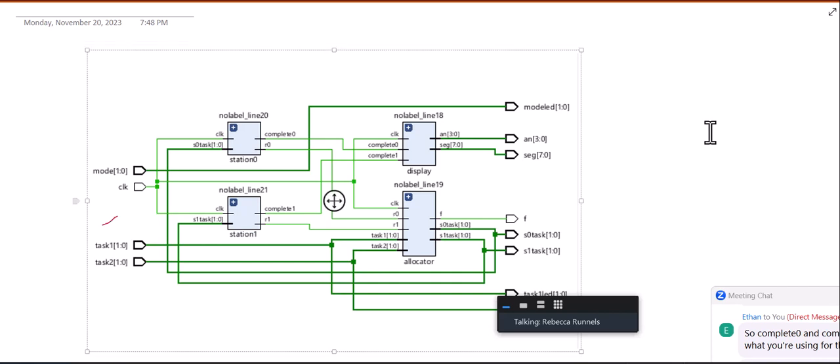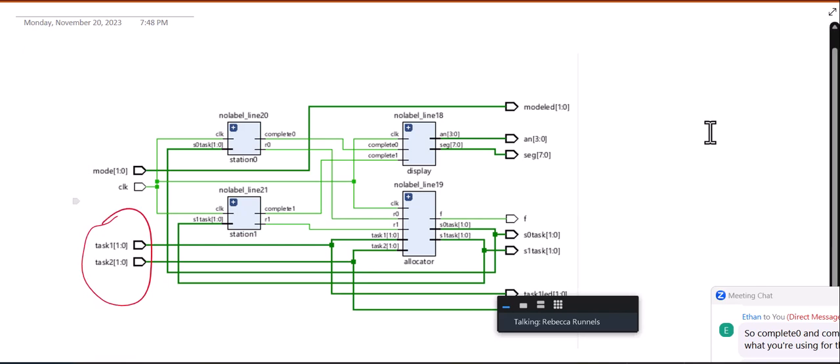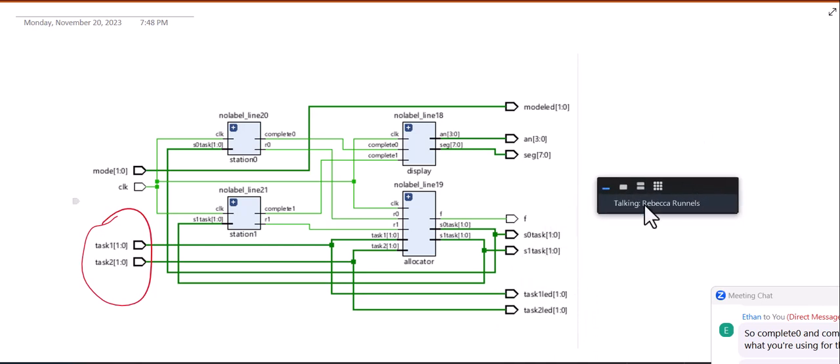So I've got the tasks right here are inputs into the allocator. They also are outputs to the LEDs, because I think you're supposed to show them on an LED. I don't have the mode done yet. The mode right now is just going to an LED. The clock is going to my station 0, station 1, allocator, and display. They're all using the clock because they all advance on the clock cycle.